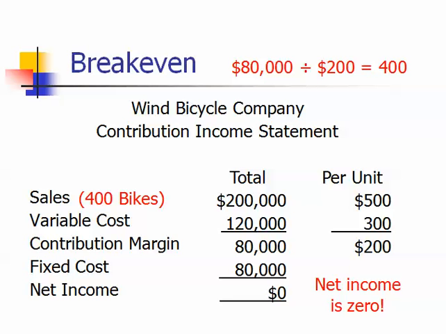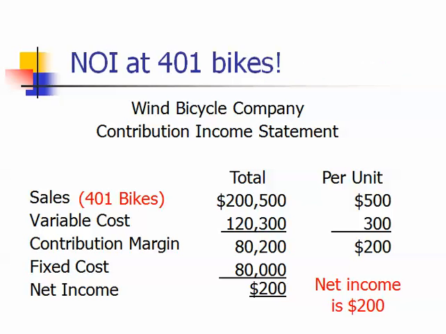Now let's take a look at what happens if we sell one more bike. Notice our contribution margin per bike is $200. This means our overall contribution margin will go up by $200, but with no change in our fixed cost, our net operating income will increase by that same $200. So sales will go up to $200,500. Our variable cost will go up to $120,300, giving us a contribution margin of $80,200. And sure enough, our net income has increased to $200.